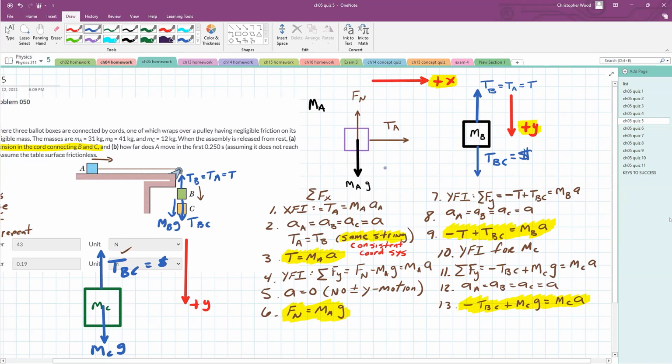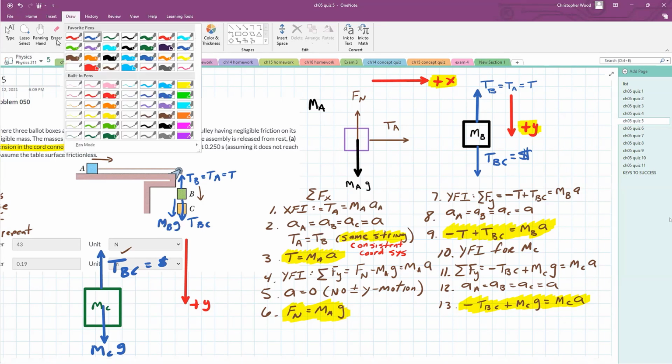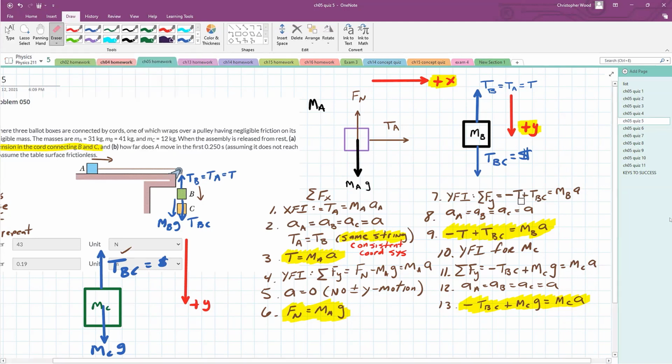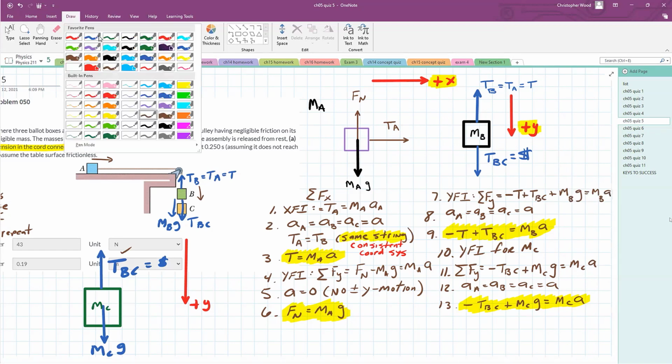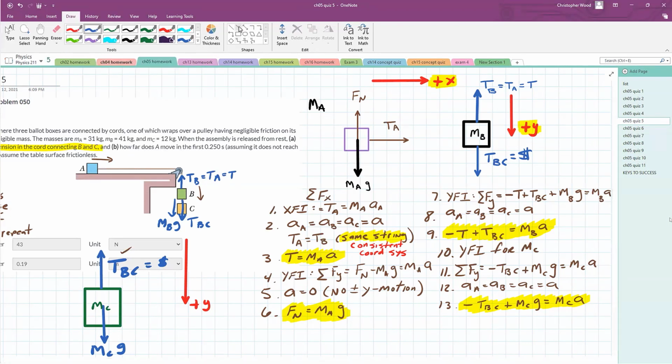So I need to go back up here to step 7 and do a little bit of erasing. So for block B, I have negative T plus TBC plus the weight force. This is plus mass of B. The weight of block B equals mass times acceleration. And let me just add that to this visual here as well. Tension is pulling the block down and the weight, MBG.